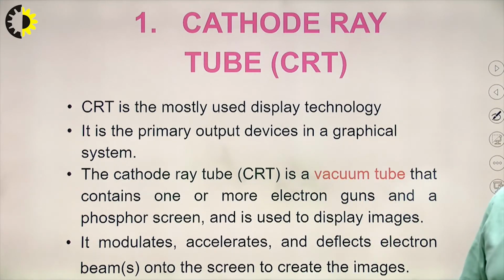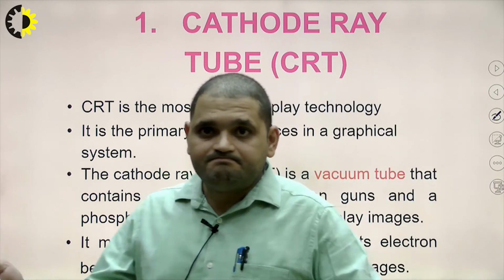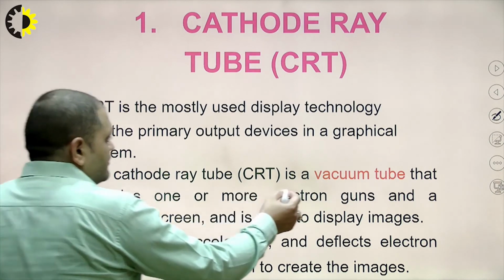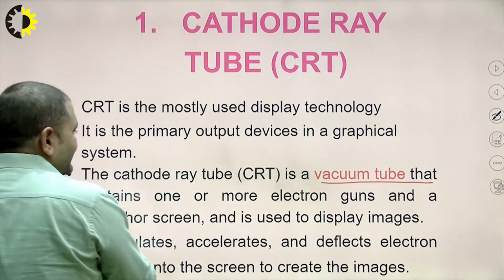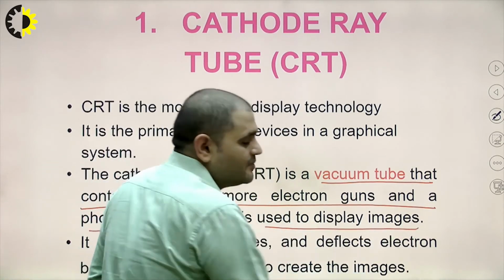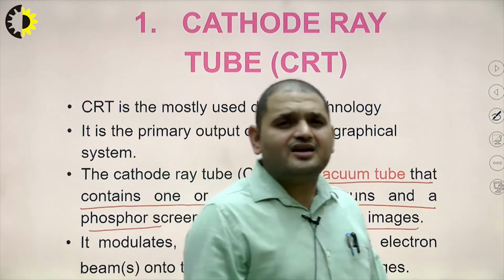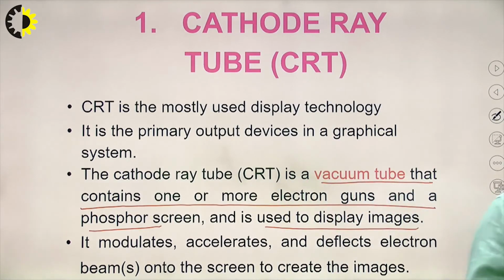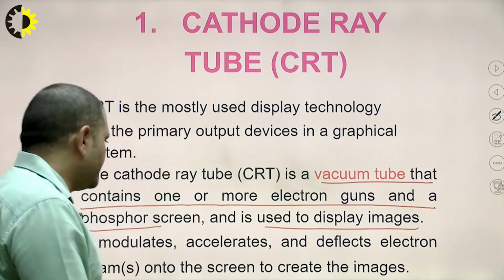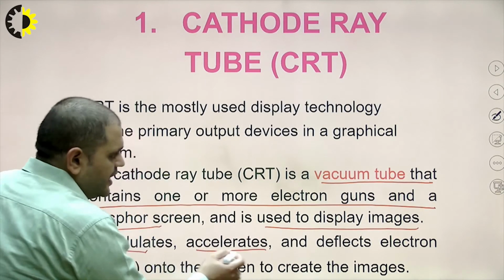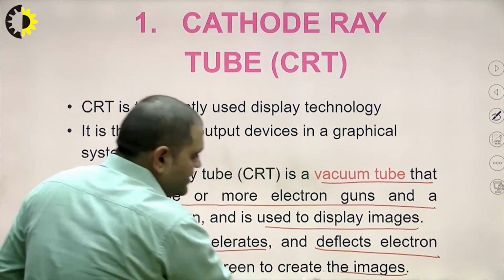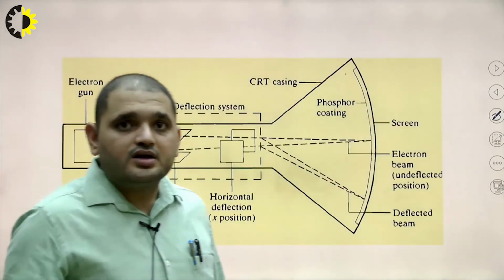Might be in some colleges you can see CRT monitors, a bulky one. So these monitors are CRT. Now a cathode ray tube is a vacuum tube that contains one or more electron guns and a phosphorus screen, and is used to display images, where electrons are generated and impact the phosphorus screen, where a display is generated. Okay. So it modulates, accelerates and deflects the electron beam onto the screen to create the images. Okay. This is how it works.